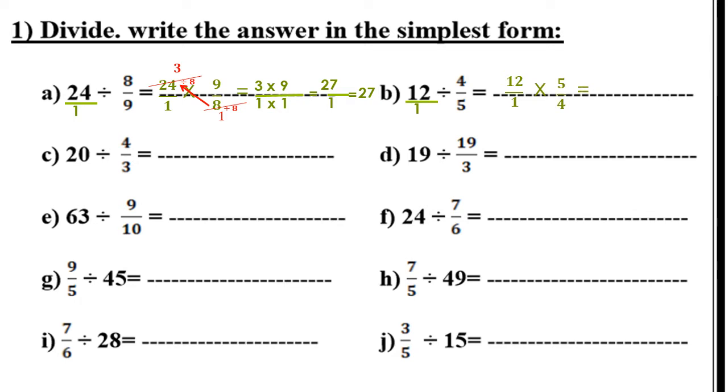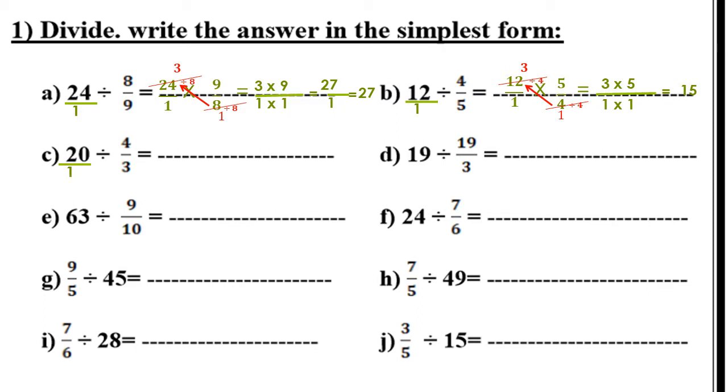12 and 4 are together in table 4, so I'm going to divide by 4 up and down. 12 divided by 4 is 3. 4 divided by 4 is 1. 3 times 5 is 15. 1 times 1 is 1. So it's going to be 15 over 1, which is 15.